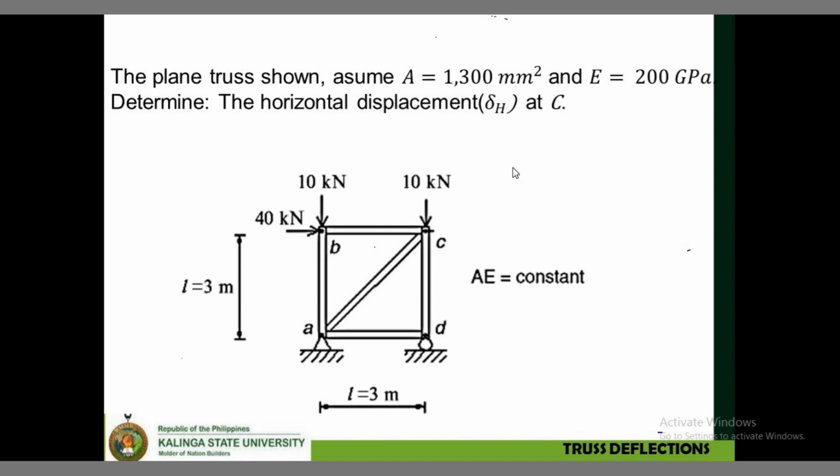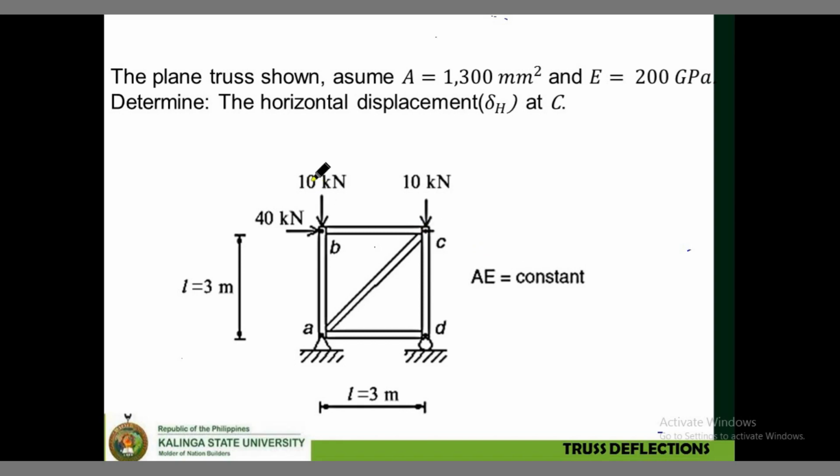For this problem, the plane truss shown, the members have a cross-sectional area equal to 1,300 millimeters squared, and the modulus of elasticity is equal to 200 gigapascal. You're required to determine the horizontal displacement, or delta H, at point C. In this figure, the problem asks: if we apply this 40 kilonewtons and these 10 kilonewtons, what would be the movement of point C in the horizontal axis?